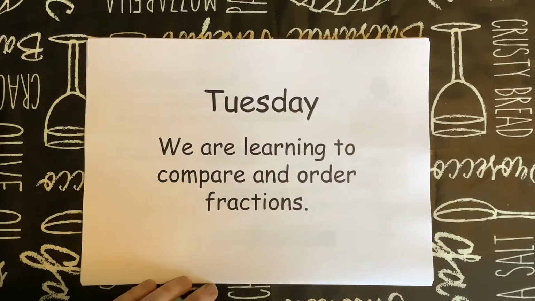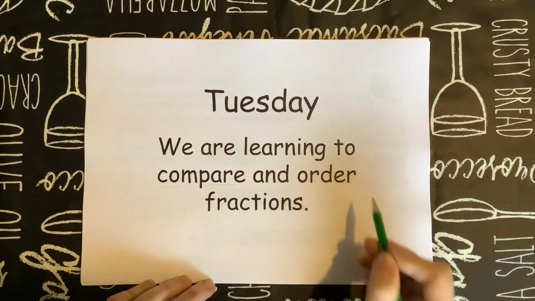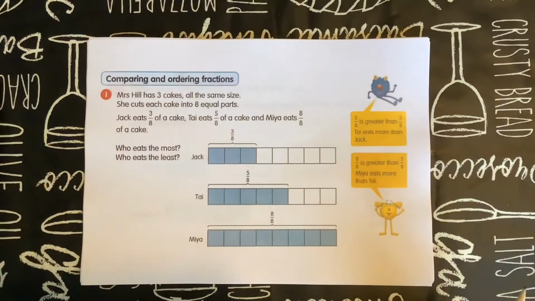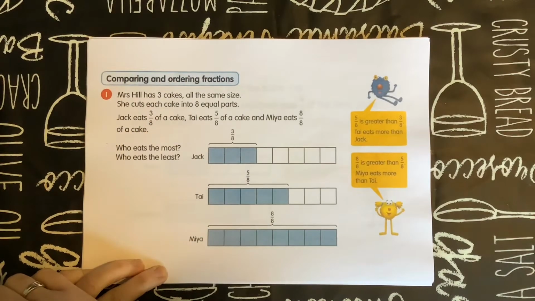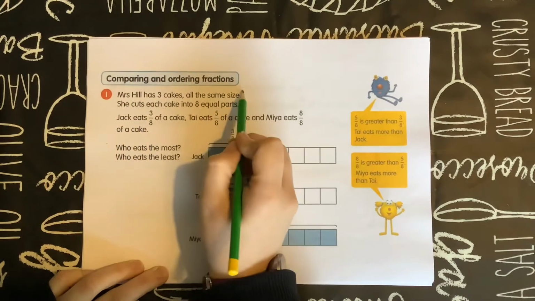Today's learning, we are moving on to looking at comparing and ordering fractions. So let's have a look. Mrs. Hill has made 3 cakes, all the same size. And that's really important, they are all the same size.